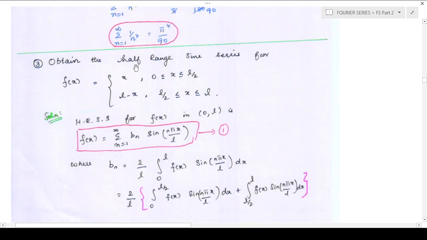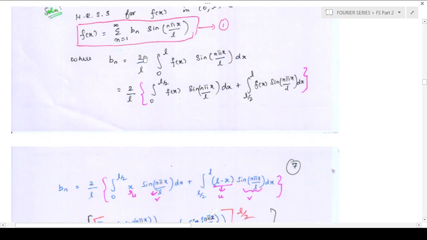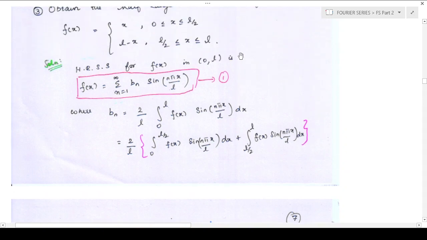Third question. Obtain the half range sine series for the function f of x equal to x in 0 to L by 2, L minus x in the interval L by 2 to L. So you are going to write the half range sine series in the interval 0 to L. It is f of x equal to summation n equal to 1 to infinity bn sine n pi x by L, children. What is your bn? 2 by L integral 0 to L f of x sin n pi x by L into dx.